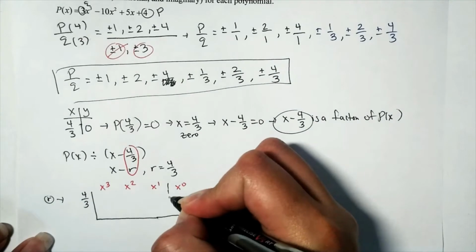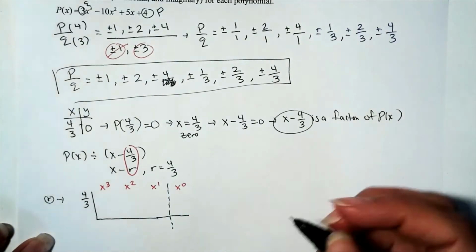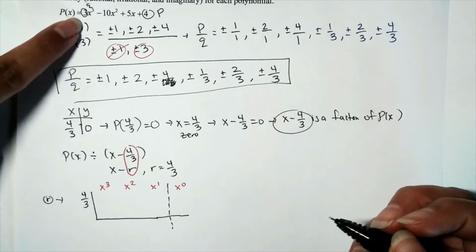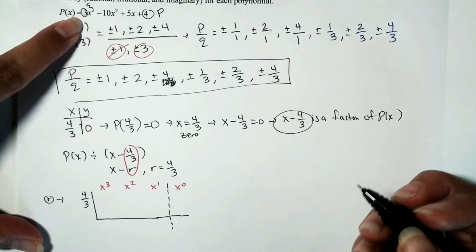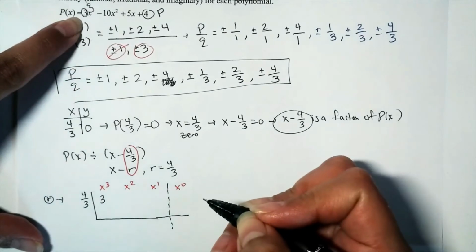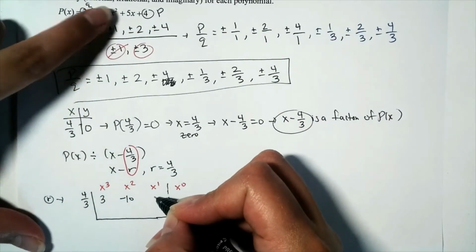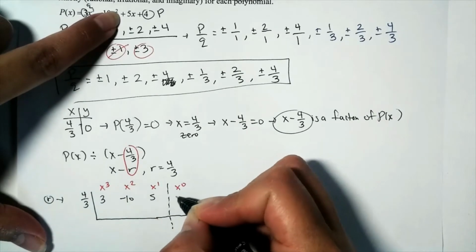We'll separate the quotient from the remainder, and with confidence put the coefficients of the polynomial that we're dividing into. The coefficient of the degree 3 term is 3. The coefficient of the degree 2 term is -10. The coefficient of the x term is 5, and the constant term is 4.